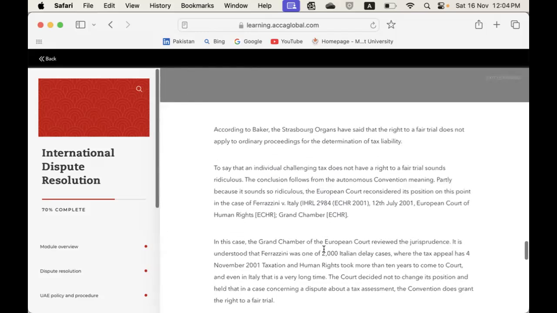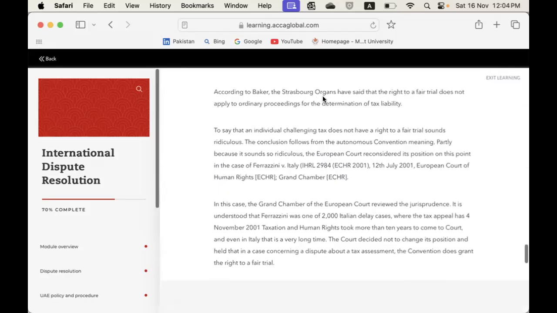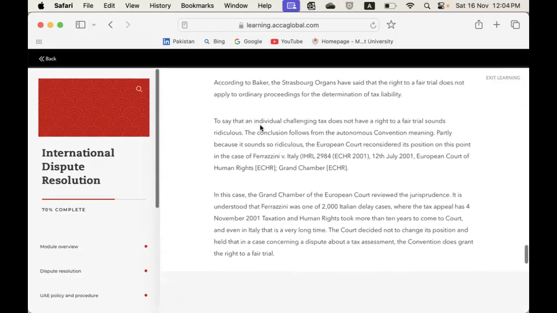Conclusion, Casey Baker. According to Baker, the Strasbourg organs have said that the right to a fair trial does not apply to ordinary proceedings for the determination of tax liability. To say that an individual challenging tax does not have a right to a fair trial sounds ridiculous. The conclusion follows from the autonomous convention meaning. Partly because it sounds so ridiculous, the European Court reconsidered its position on this point in the case of Ferrazini versus Italy.